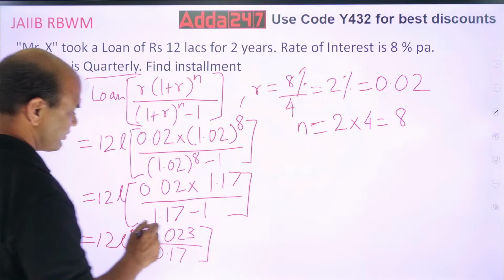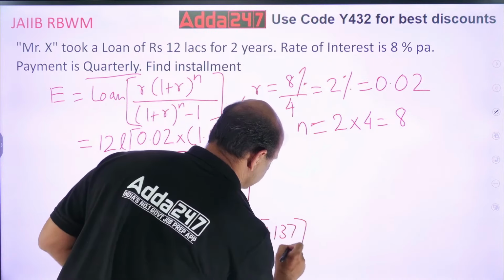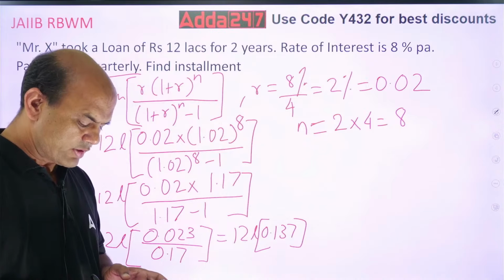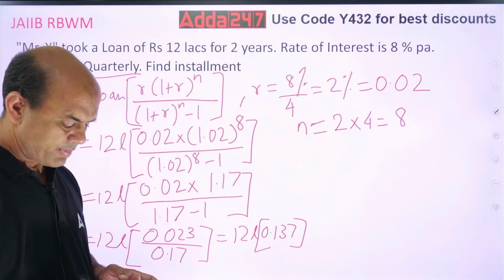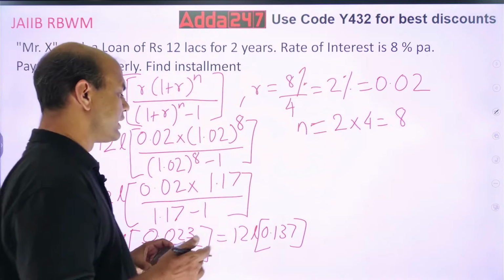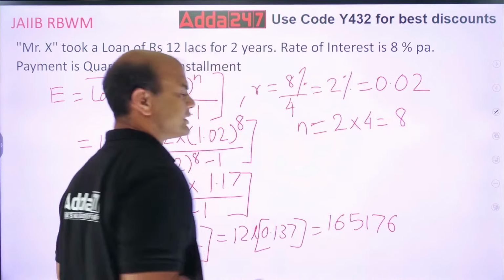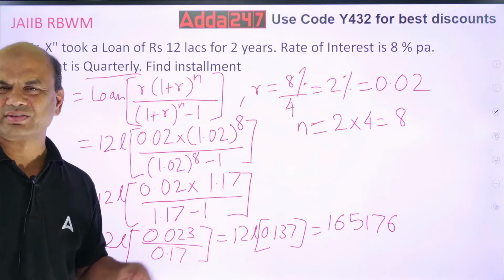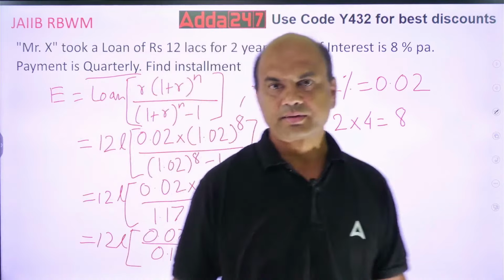So 12 lakhs into 0.137. Now multiply this. Now take all the zeros. 12 lakh means 12 and then 5 zeros. So you must get this as 165,176. Are you getting this answer, everyone? Have you got this answer? Leave the remaining decimal point. So 165,176. Got it, everyone? Clear?